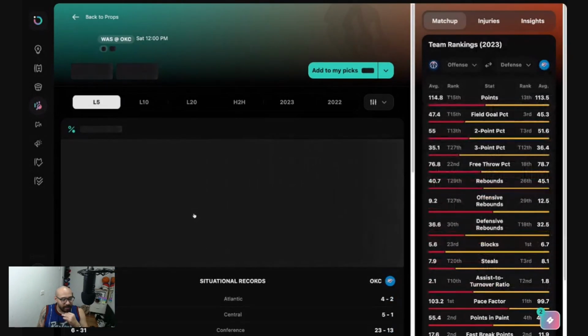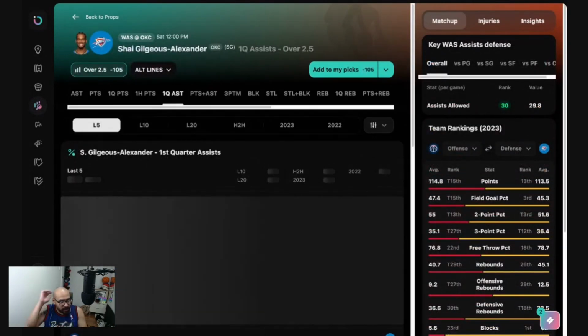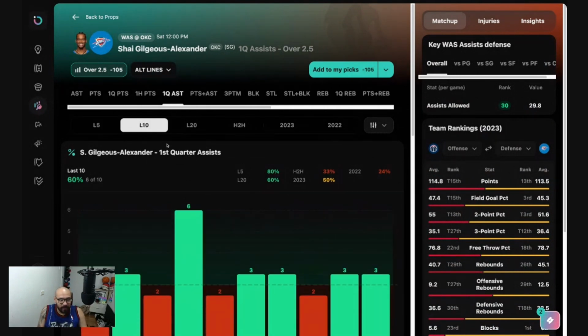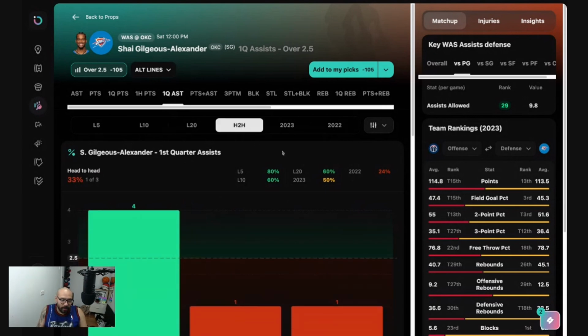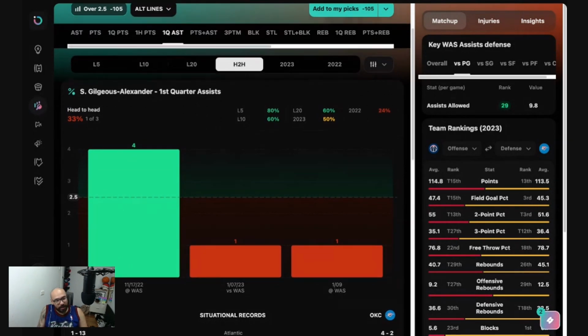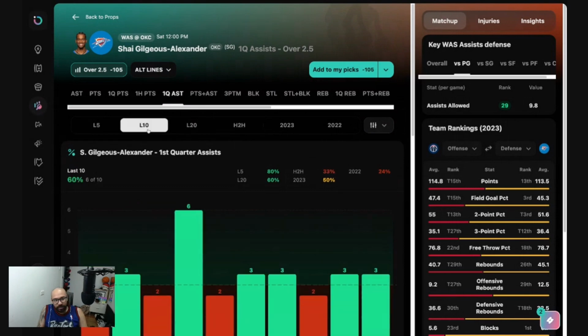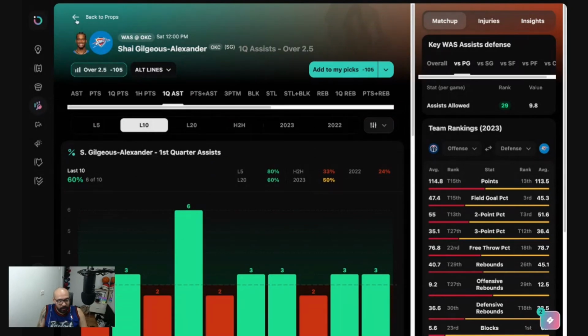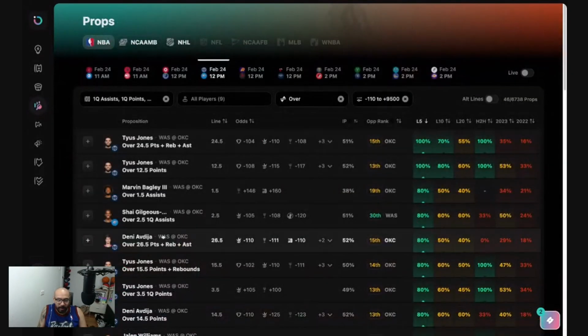Shai Gilgeous-Alexander, over 2.5 first quarter assists. Now, this is only in the last 5 games. He's hit it in 4 of his last 5, 6 out of his last 10. The matchup is a great one. The Wizards do allow the second most assists to point guards, but he hasn't done it well against the Wizards in the past. So he's gone under in his last 2 games against the Washington Wizards. So that leaves me a little bit hesitant looking at the first quarter stuff. His recent form is okay, but SGA might just go out there and try to get 50 points, right? So that makes me a little bit hesitant.